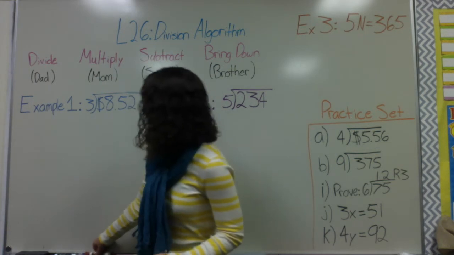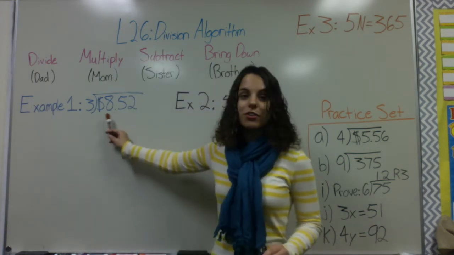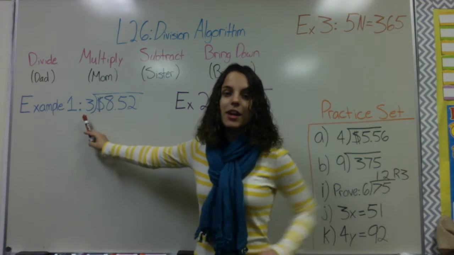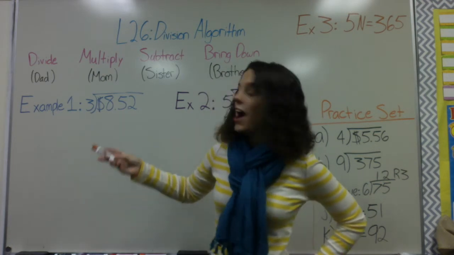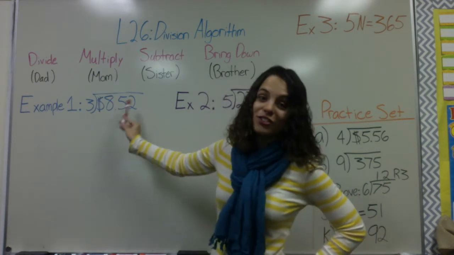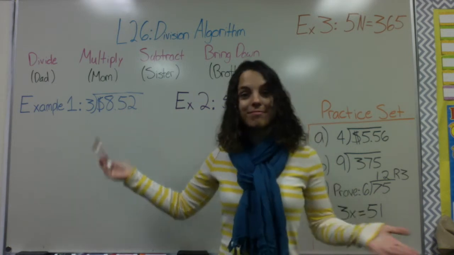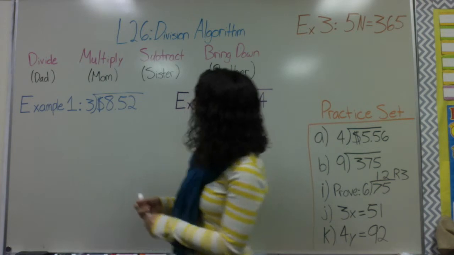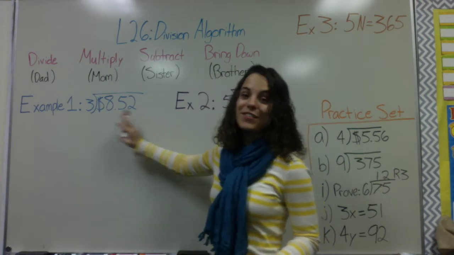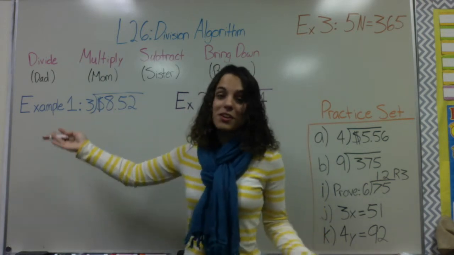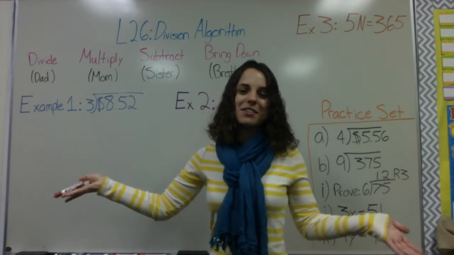So the first one we're going to look at is $8.52 divided by 3. Now let me tell you a secret. When you have dollars and cents, you're actually never going to have a remainder. I know, it's pretty awesome. So $8.52 divided by 3, I know I'm not going to have a remainder. You can't have a remainder of cents.